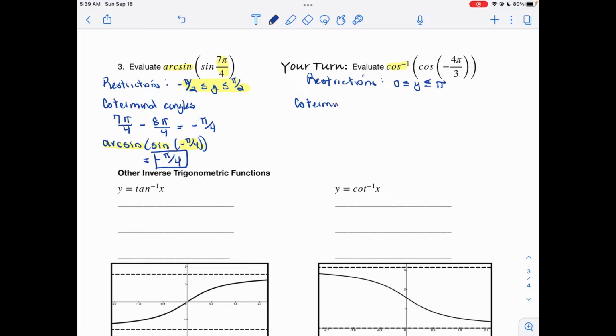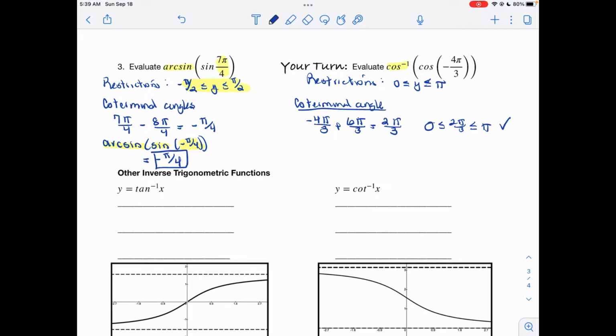So I have to first find a coterminal angle whose angle is between 0 and pi. So I take negative 4 pi over 3 and I add 2 pi, which I'll write as 6 pi over 3. And that'll give us 2 pi over 3. And 2 pi over 3 is between 0 and pi. So I'm good to go.